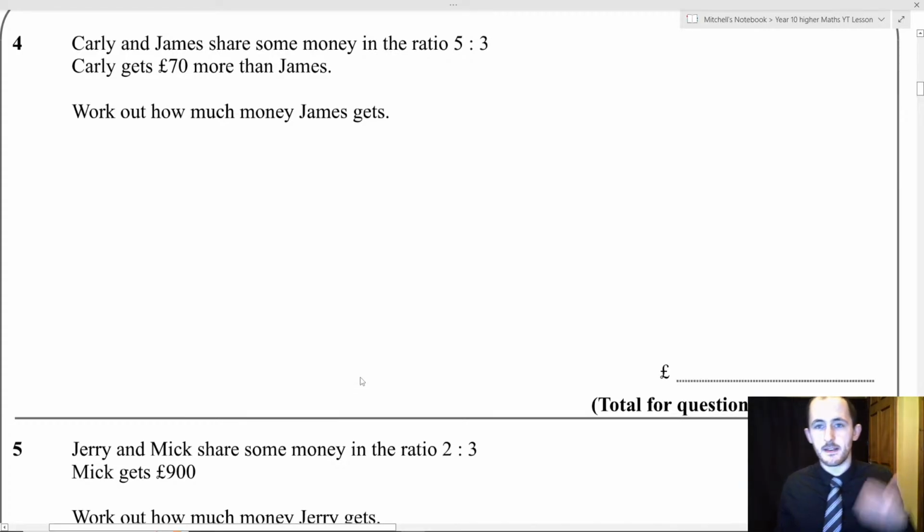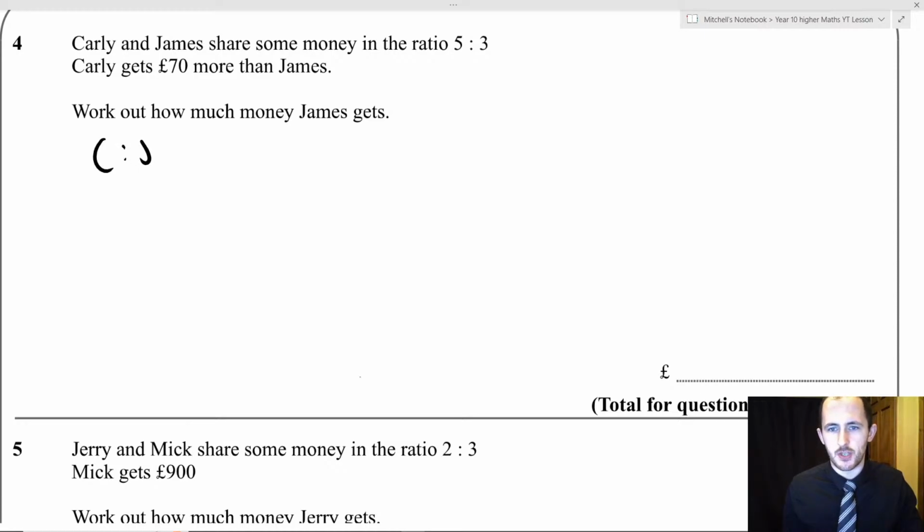This is a new style. We're basically doing one of each style of question, but it's getting slightly more tricky. So we have Carly and James share, so C to J is in the ratio of 5 to 3. Now it's telling me that Carly gets £70 more than James.